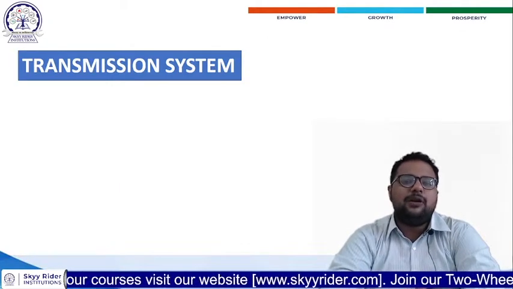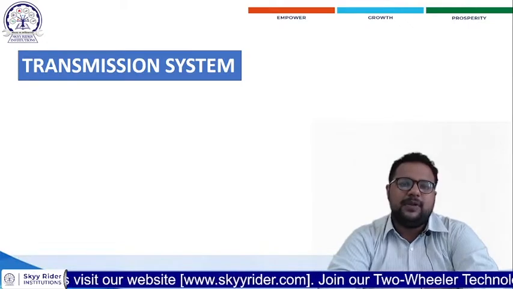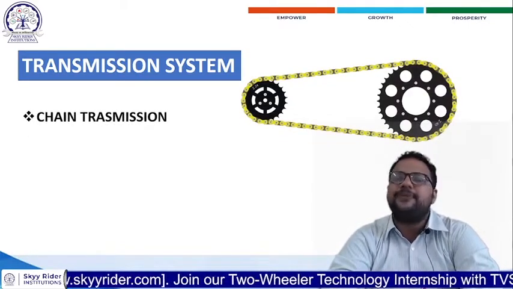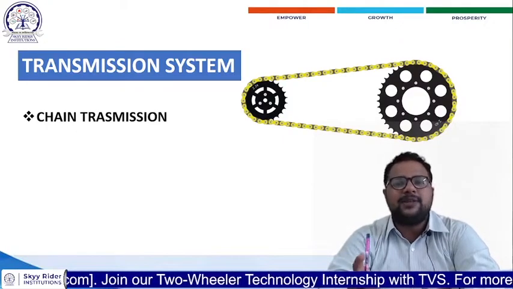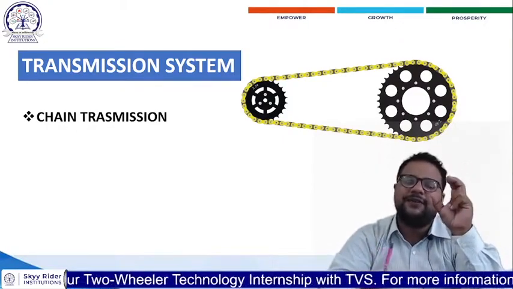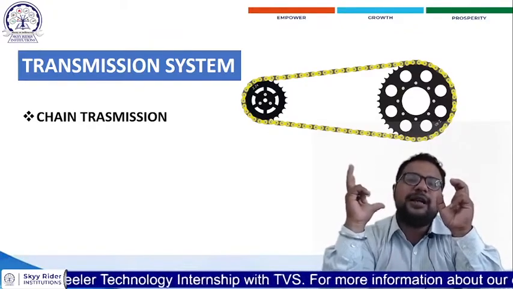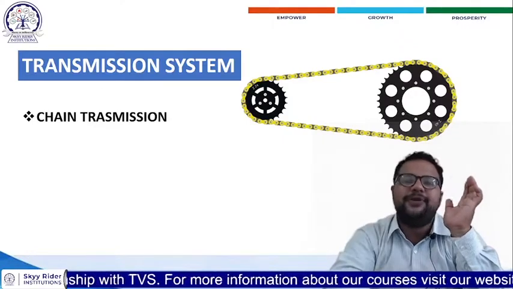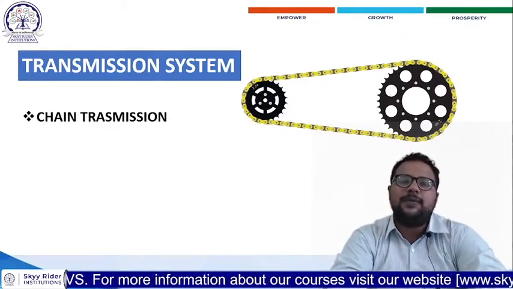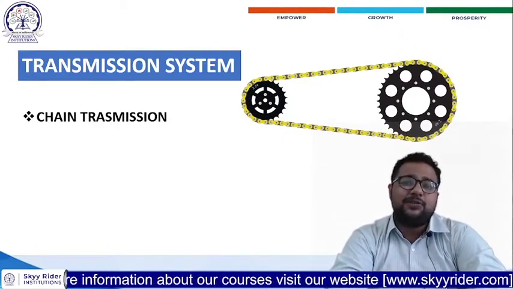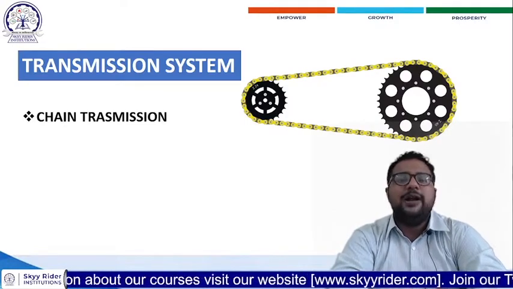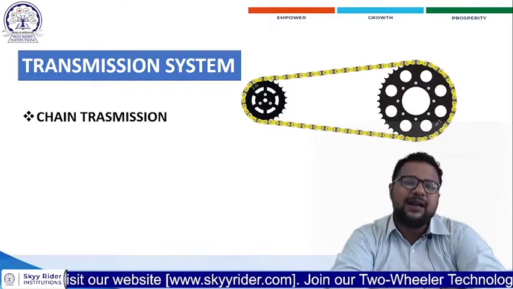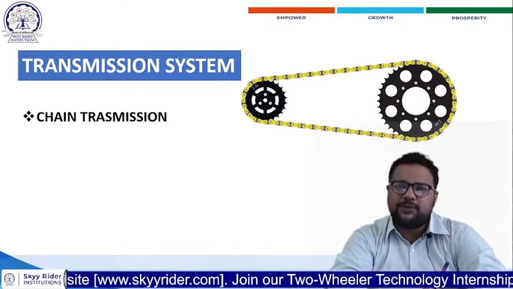Then let's talk about the transmission system. Now in the transmission, the most used transmission in the motorcycle is chain type transmission. In chain type transmission, a smaller sprocket is used at the front, a larger sprocket is used at the rear. So by the help of these two sprockets, a chain link runs between them and it transfers the power. The advantages of chain type transmission is the torque is more, as it is made of metal, it can withstand more force. So these are some of the advantages of the chain type transmission.